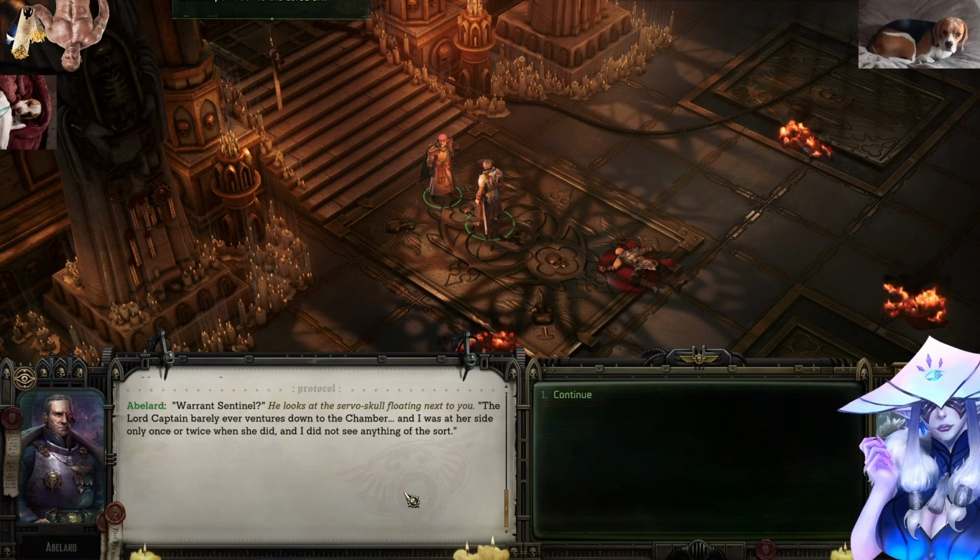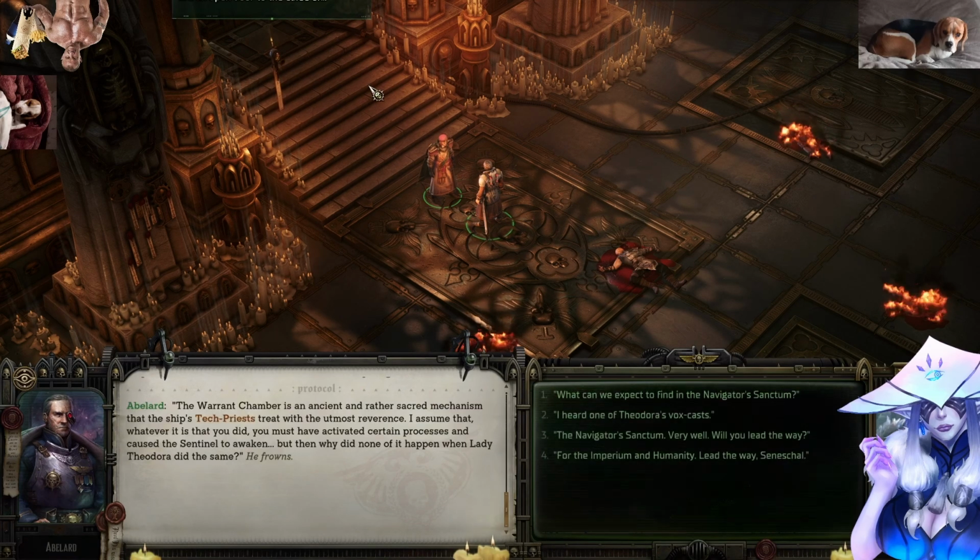The Lord Captain barely ever ventures down to the chamber, and I was at her side only once or twice when she did. And I did not see anything of the sort. But it's right there. The Warrant Chamber is an ancient and rather sacred mechanism that the ship's tech priests treat with the utmost reverence. I assume that whatever it is that you did, you must have activated certain processes and caused the Sentinel to awaken. But then, why did none of it happen when Lady Theodora did the same? I don't know.